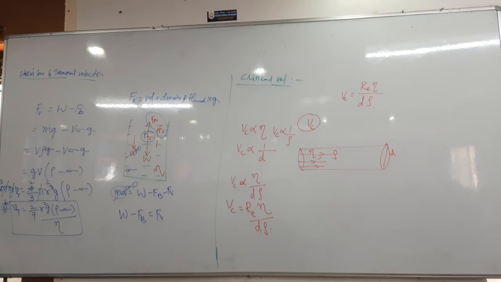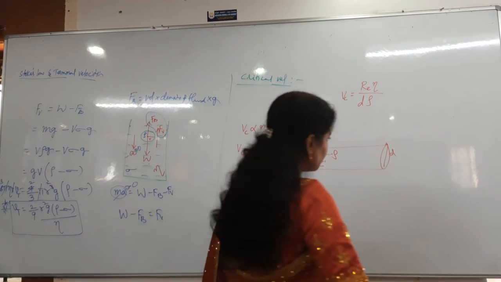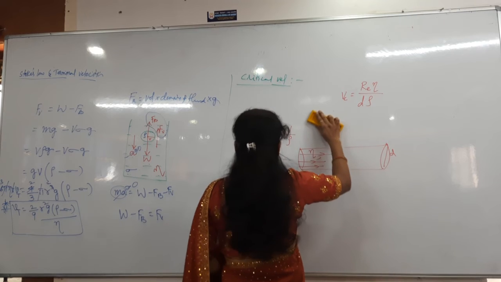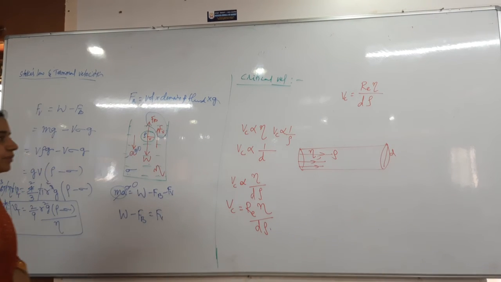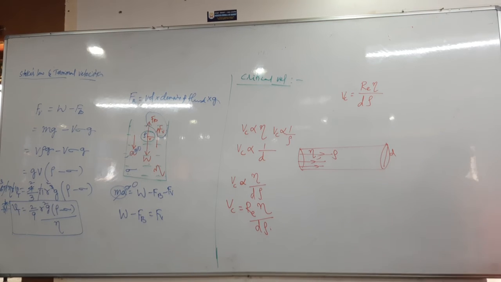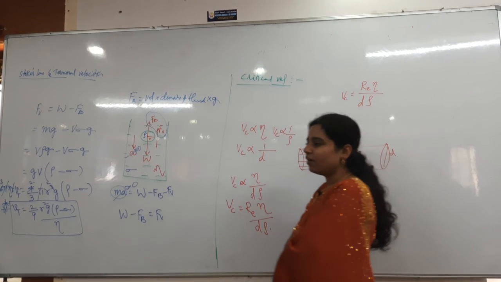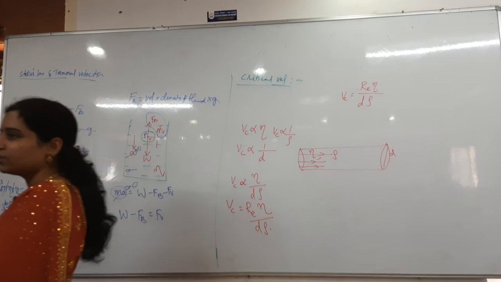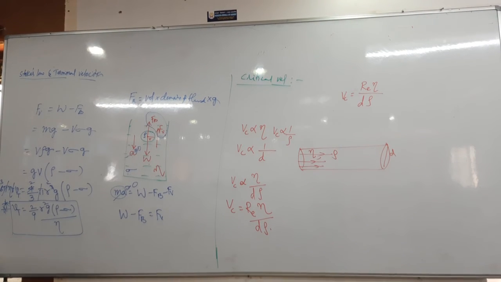Critical velocity: the velocity up to which the fluid flow is streamlined. After that it will become turbulent.